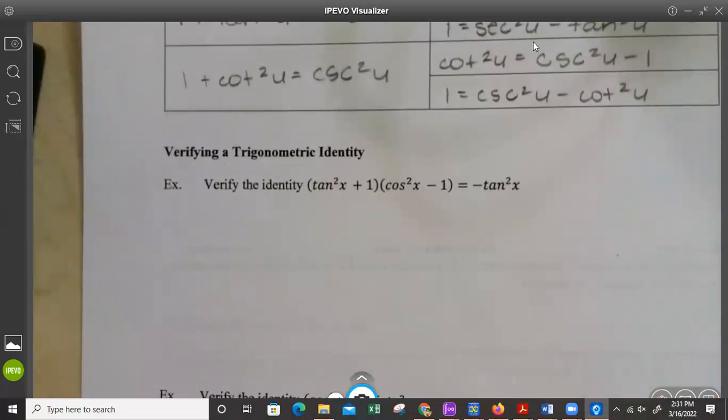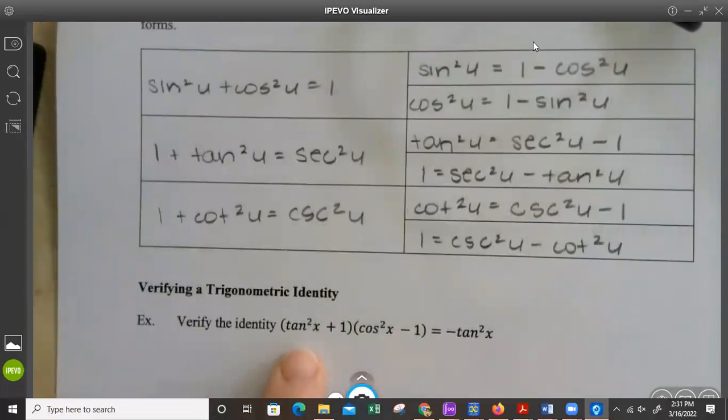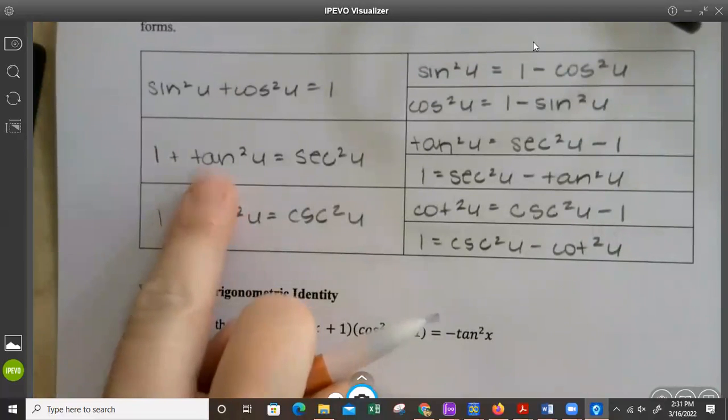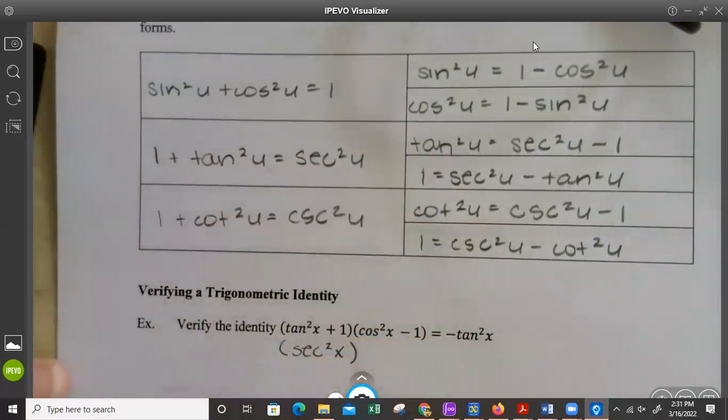Verify the identity, tan squared x plus 1, cosine squared x minus 1 equals negative tan squared x. What's the hard side? How do we fix it? What is tan squared x plus 1? Right here, tan squared x plus 1 is secant squared. What about cosine squared x minus 1? Sine squared.